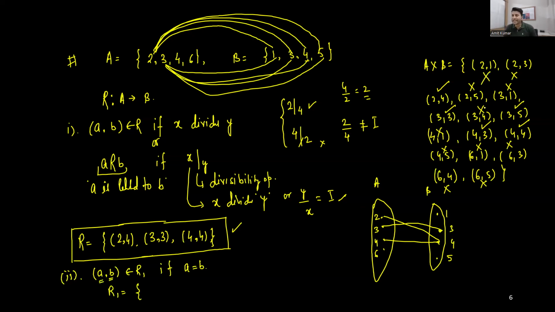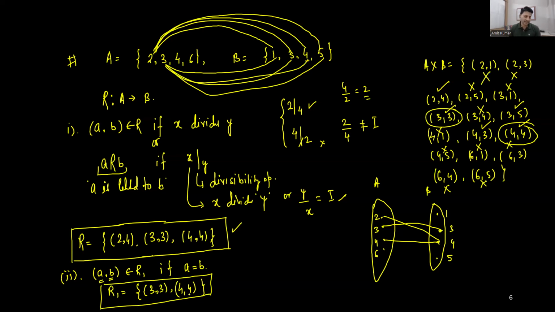So let us see, is there any choice? 2 1 is not there, 2 3, 2 4, 2 5, 3 1. Yes, 3 3 is there. Then 3 3 I will write in your R1. Is there any other element? Yes, 4 4 is also there. So do write 4 4 in your R1. No other choices there. So this is what your R1 is all about.